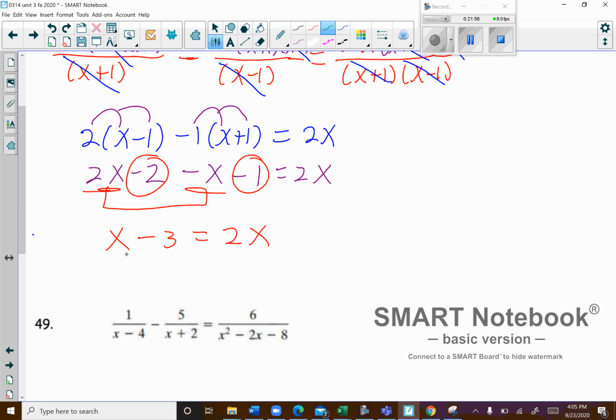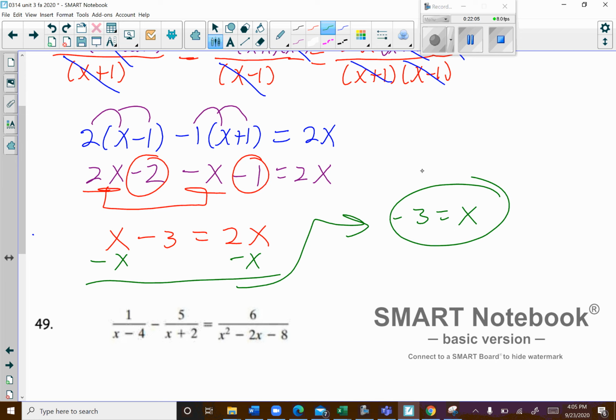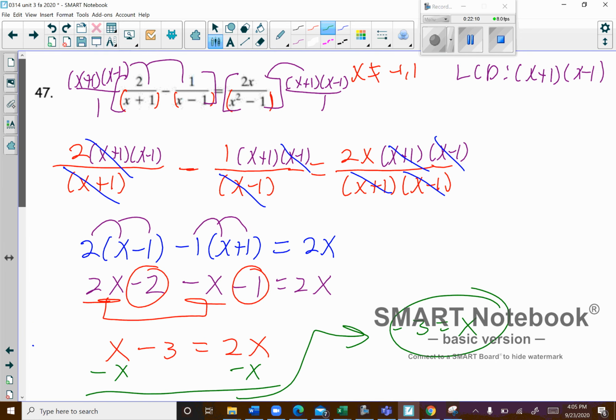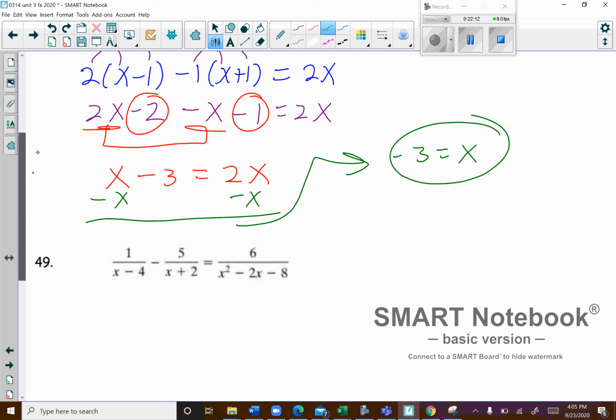And then last but not least, we'll go ahead and subtract an x from both sides. And that would leave us with negative 3 equals x. And then my restricted values were positive and negative 1, so I'm good to go. That's a good answer right there.